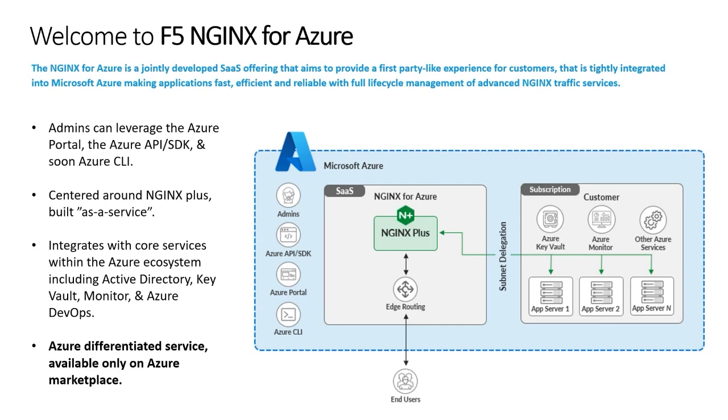Fantastic. And then another thing that came up in some of the questions from other folks: where is the data terminated? Can a customer take the data that comes from NGINX as a service and perhaps route it to other VNets, or perhaps even to on-prem?